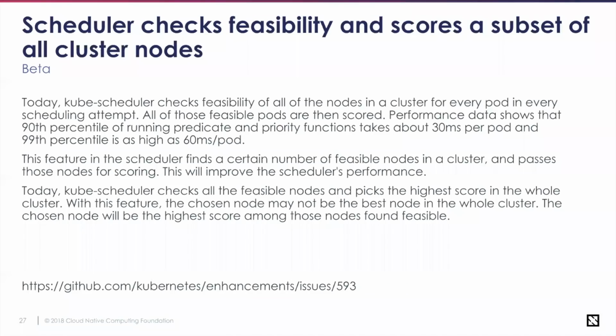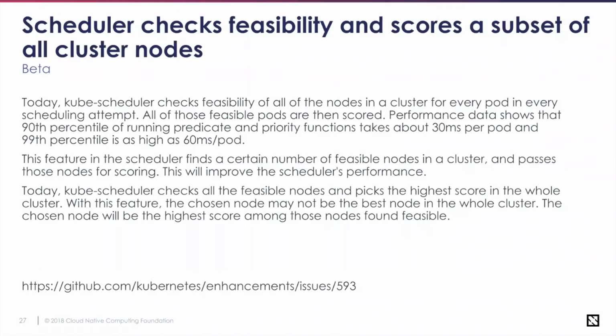So the scheduler checks for feasibility scores in a subset of all cluster nodes. Now it sounds like a lot. This is actually moving to beta, but it's an enhancement to the scheduler algorithm, and maybe it'll go unnoticed unless you're running lots of pods inside of your clusters, or maybe you're hitting some performance issues that require something down to maybe the millisecond.